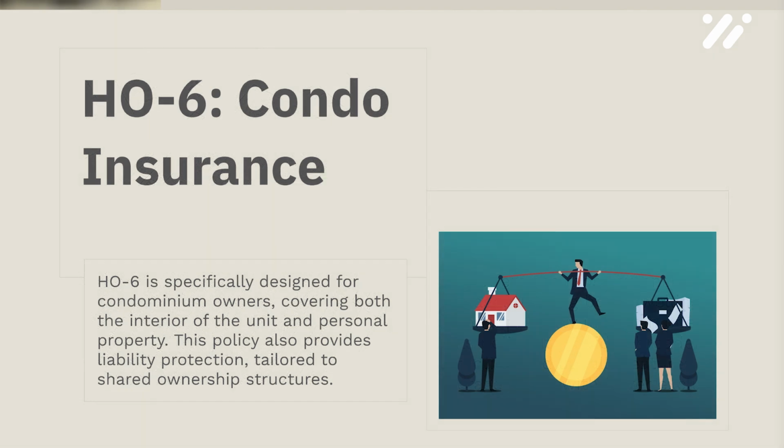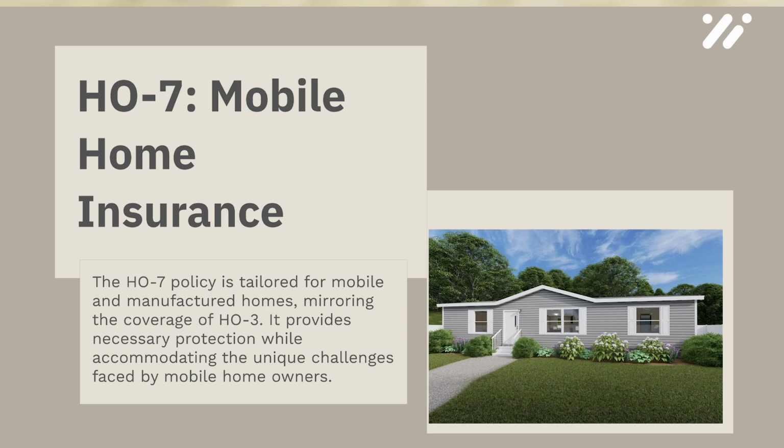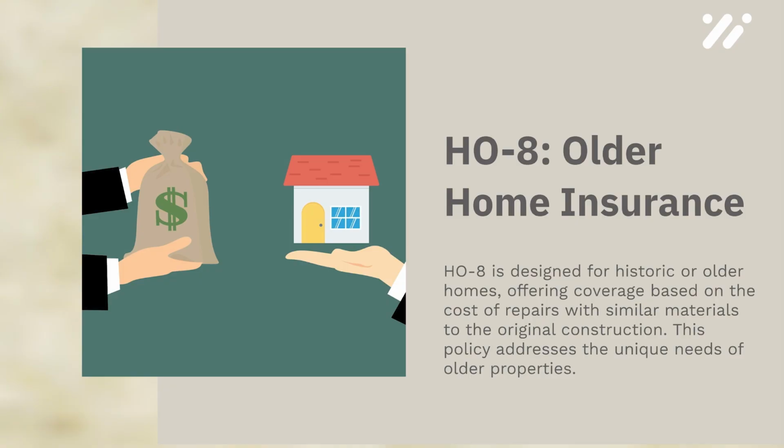Next is HO6, which is the condo insurance. It is tailored for condominium owners. It basically covers the interior of the unit, personal property, and liability. HO7, which is the mobile home insurance. It is specifically for mobile or manufactured homes with coverage similar to HO3. Lastly, HO8, which is the older home insurance. It is designed for historic or older homes. It also covers the cost of repairs using materials and methods similar to the original construction.